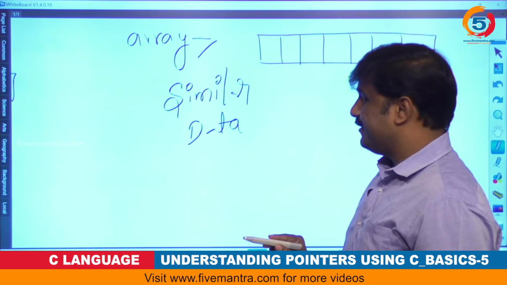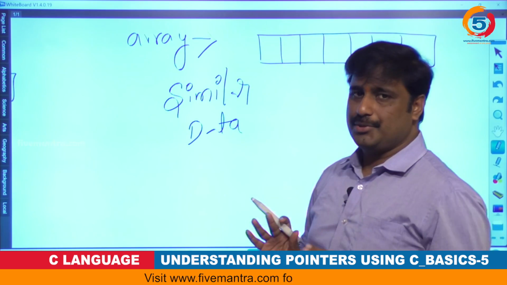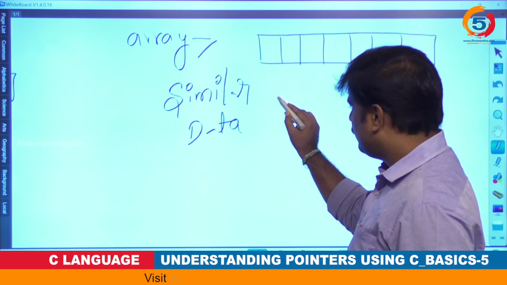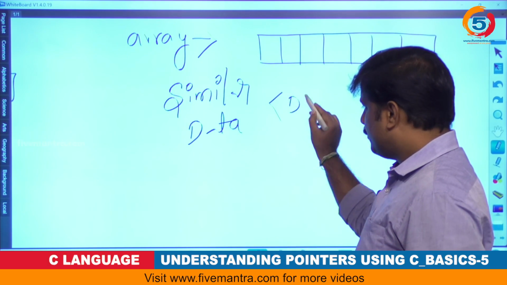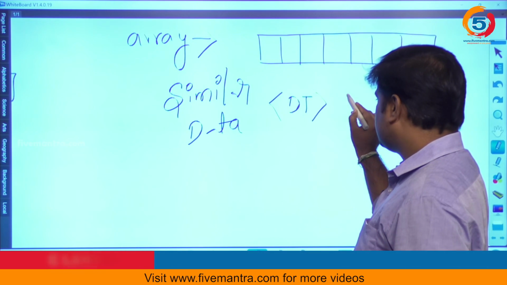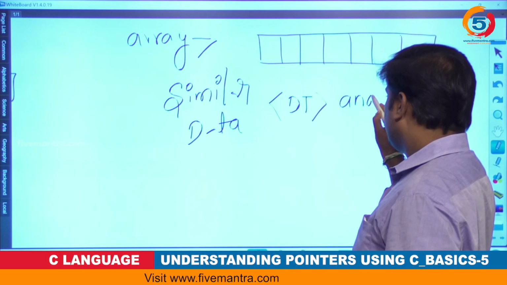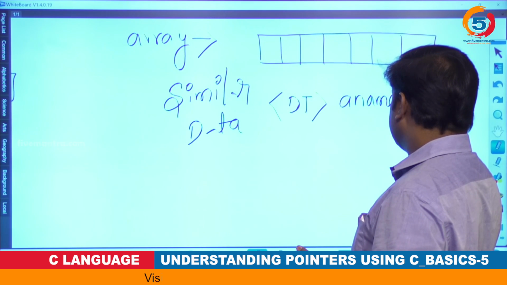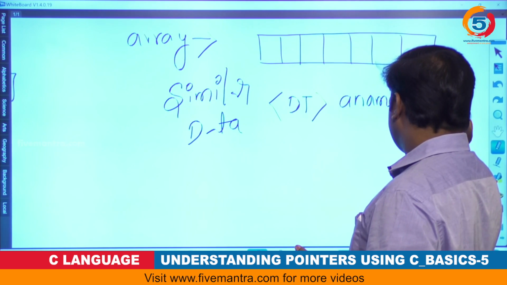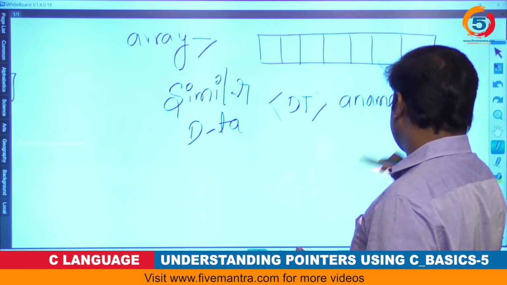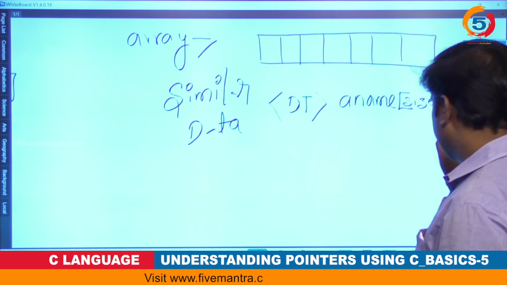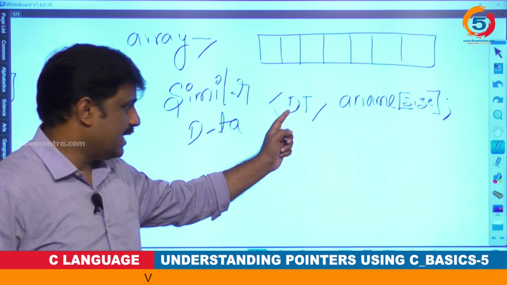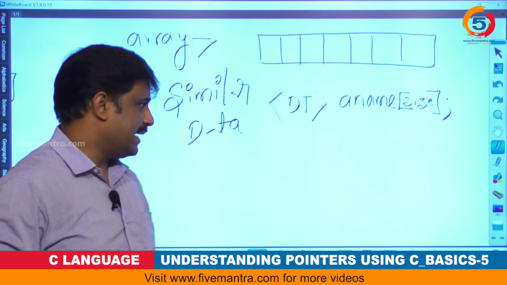Now I understood what an array is. Now how to define this? Whenever you want to define an array, you must provide a data type, next the array name, next the size, the number of elements. Every statement ends with a semicolon. This is normally what we know, right? Data type, array name and size.